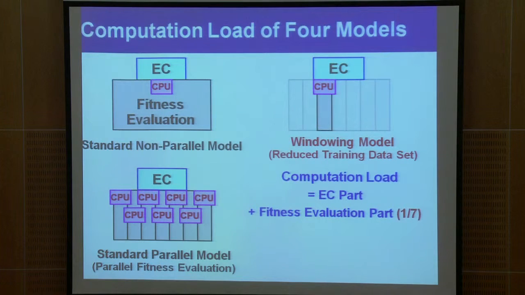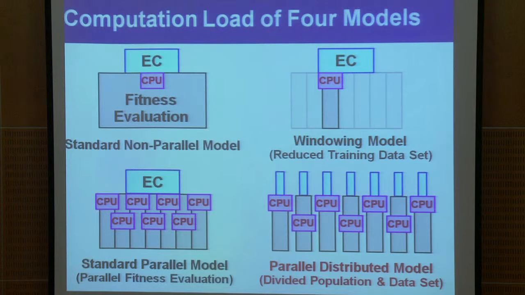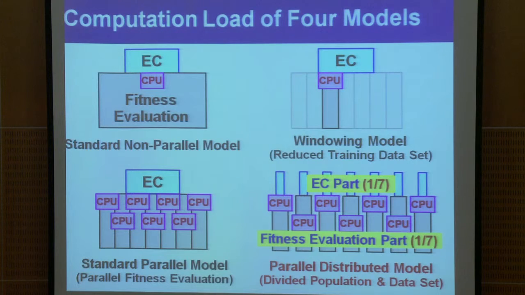Here we explain the windowing method. If we use a part of training data, the computation load is decreased. Here, in this slide, we use one of 7 subsets. So computation load is EC path plus fitness evaluation path. Here, again, 1/7. However, in our model, EC path is also divided into 7 because we are using island model. So the EC path is 1/7, and the fitness evaluation path is 1/7.